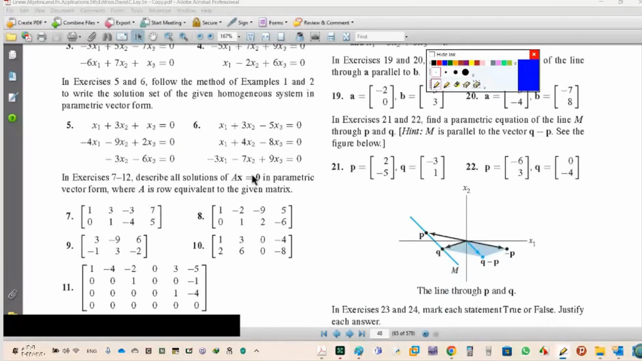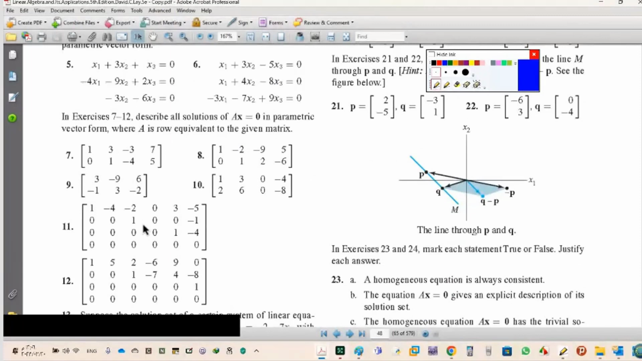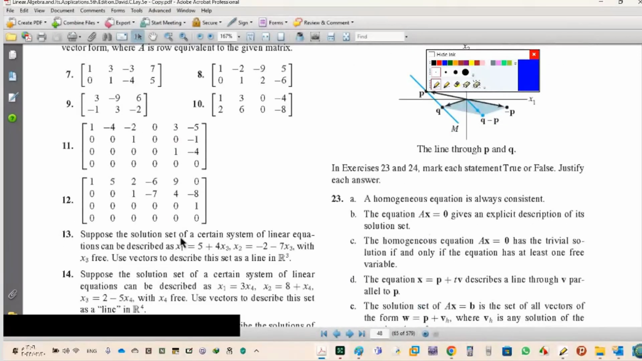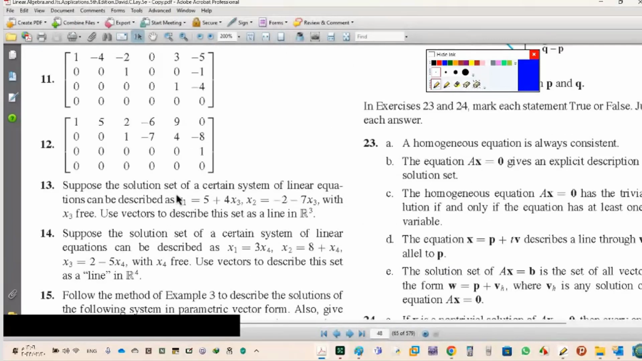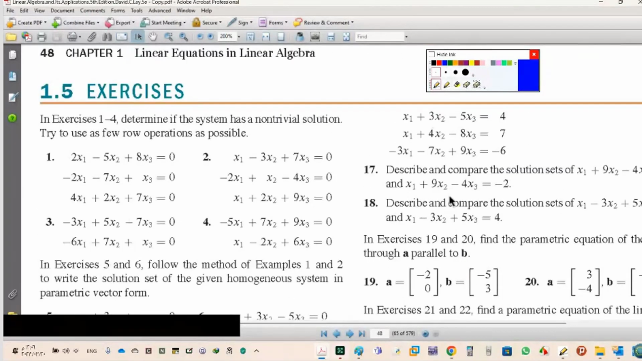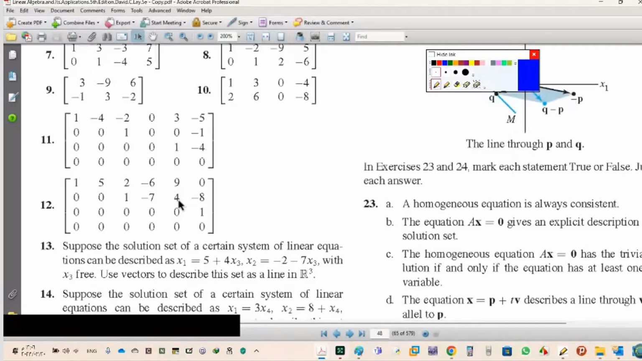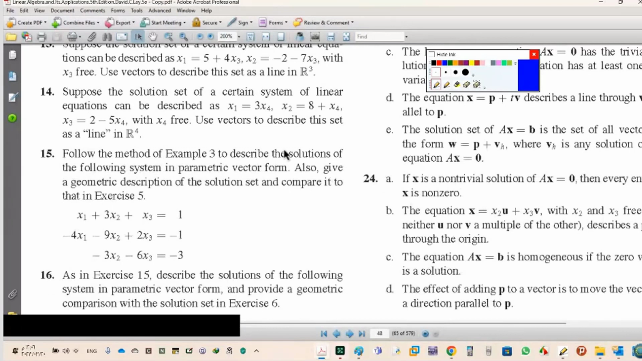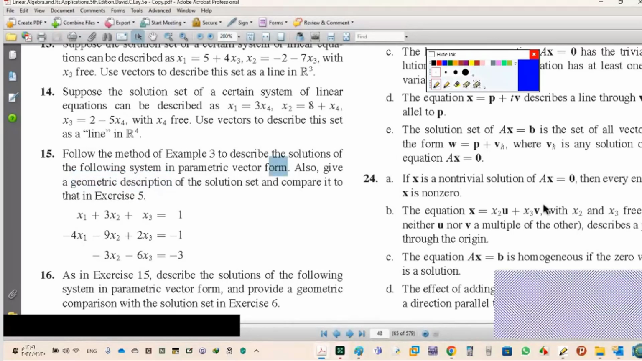Another question, he gives me A. So you have to check which one is parametric vector form and write it. Question 13, I solved it for you in the notes. He asks me to describe the set, whether it's homogeneous or non-homogeneous, and write the answer. For the method, describe the solution of the following system in parametric vector form. I don't need the geometric description, I just need to explain. And we solved one example for this.